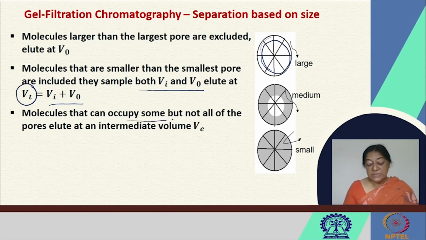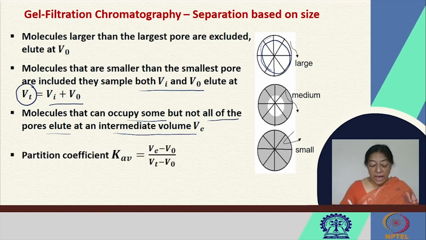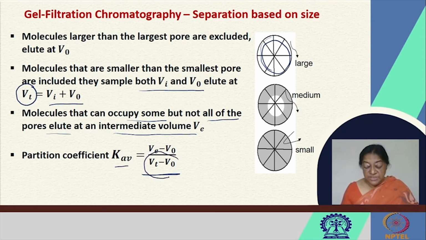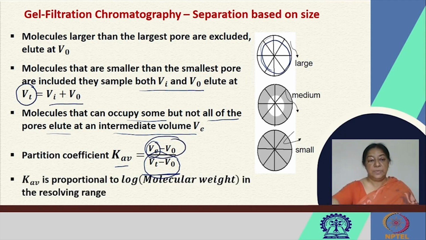Molecules that occupy some but not all of the pores elute at this intermediate volume Ve, and we have defined a partition coefficient which is given by KAV. The denominator Vt minus V0 depends upon the column of interest. The elution volume Ve here is the variable that depends upon our protein. And KAV is proportional to the log of the molecular weight in the resolving range.